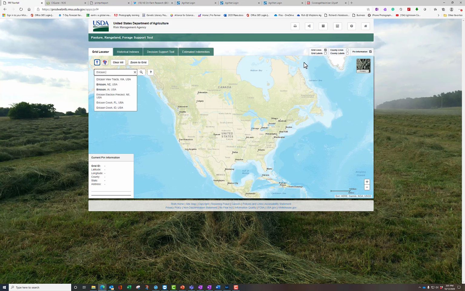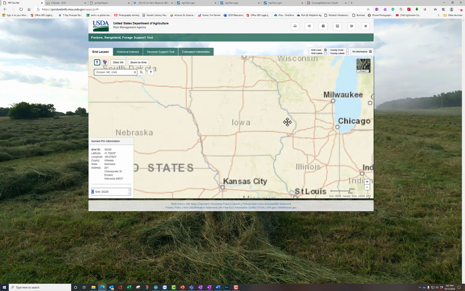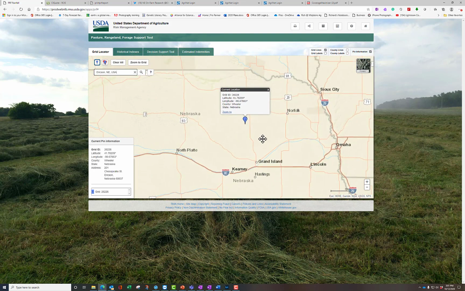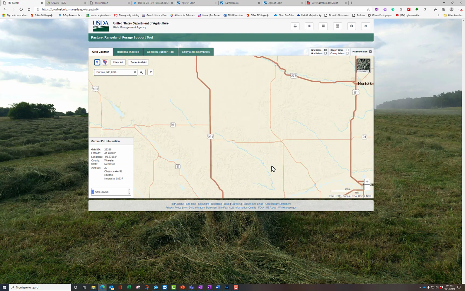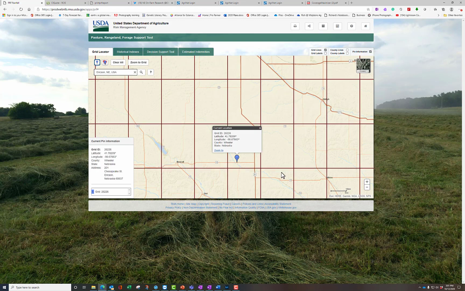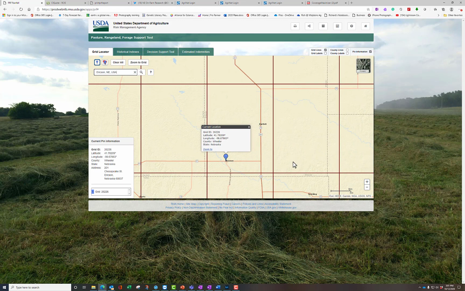We type Erickson, Nebraska in the search bar, and we come up with the grid ID 26226. We zoom in on the map, and it'll show us our location. These red rectangles are the outline of the grids. In this case, the grid contains both Erickson and Bartlett. We'll choose a location within this grid to look at.